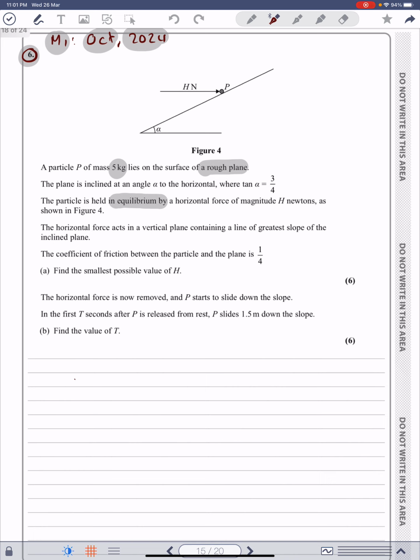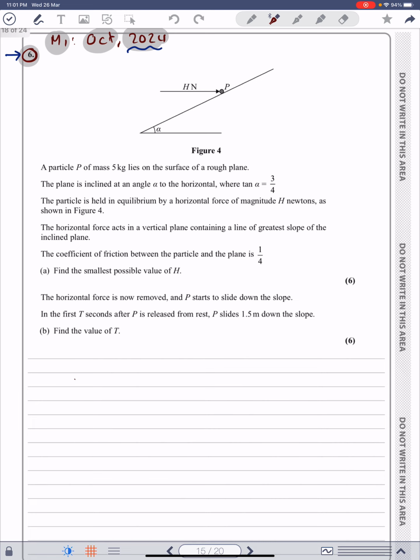We are continuing paper of M1, Mechanics 1, October 2024. And we are continuing with question 6. So let's crystallize question 6.